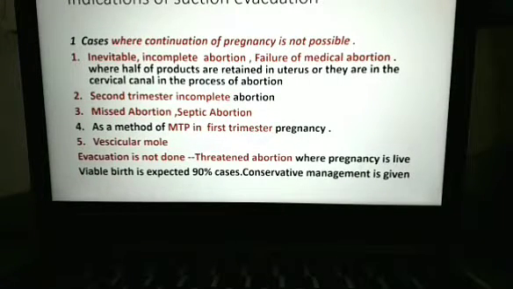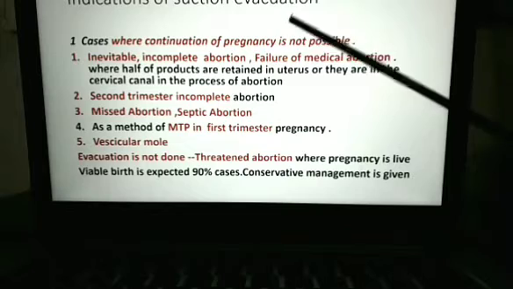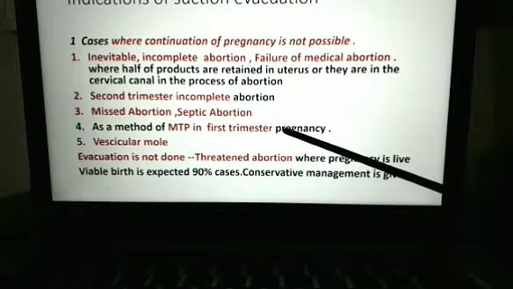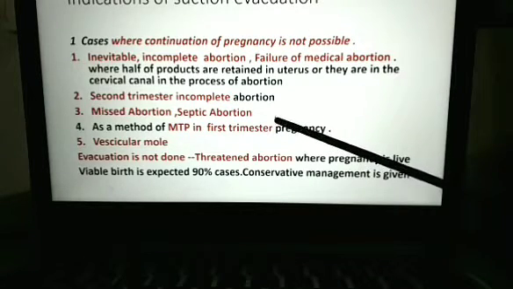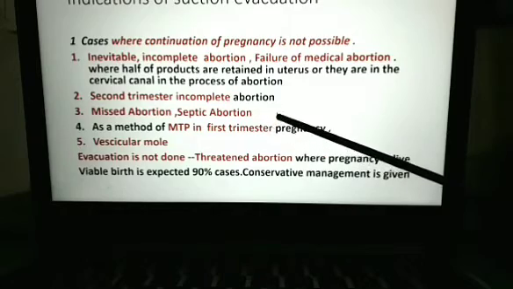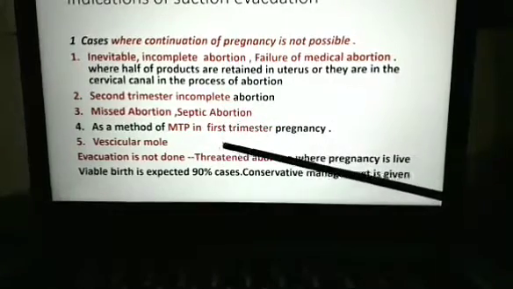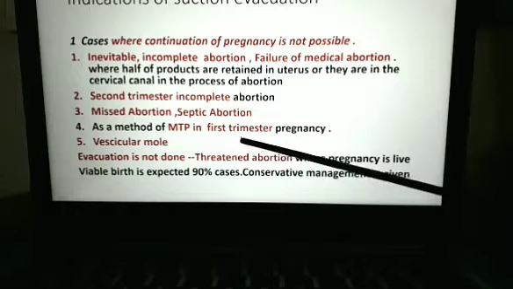Then the other cases like missed abortion, septic abortion, and as a method of first trimester MTP, suction evacuation can also be practiced. So it is a surgical method of MTP. In patients with a vesicular mole, the cavity is emptied with the help of suction.